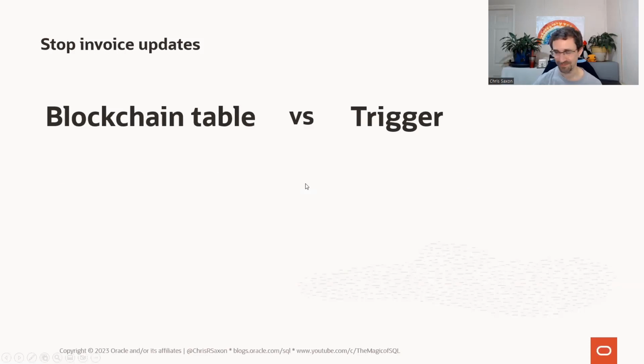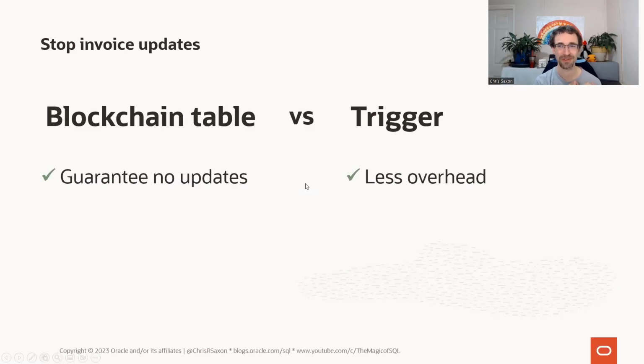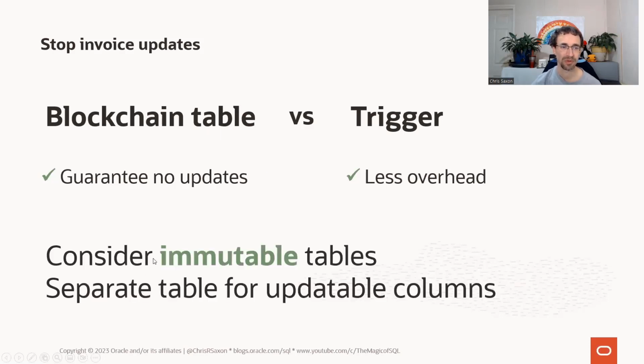Blockchain versus trigger. Like I say, the big advantage of blockchain tables is it guarantees you can't change things. It's baked into the database. But with a trigger, there's less storage overhead, right? We don't need to store the hash of the data and store that cryptographic hash. So in some cases, if you are in a very heavily audited or regulated environment, you might need or want that blockchain table. But most times, I think a mutable table is a good halfway house between these.